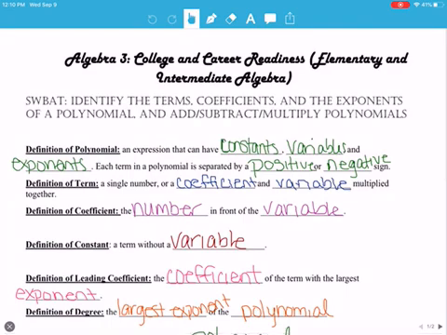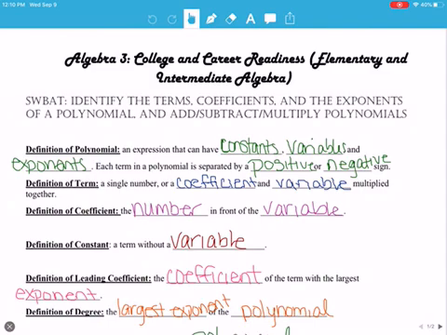A polynomial is an expression that can have constants, variables, and exponents, and each term is separated by a positive or negative sign, or plus or minus. A term can be a single number. It can be a coefficient and variable multiplied together. A coefficient is the number that would be in front of the variable. A constant is a number without a variable, so a number that just stands by itself.